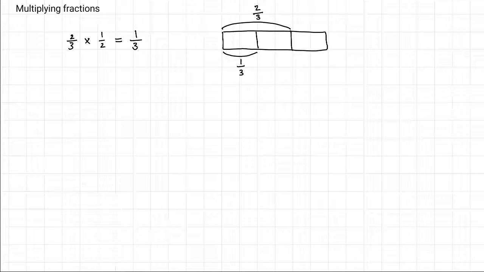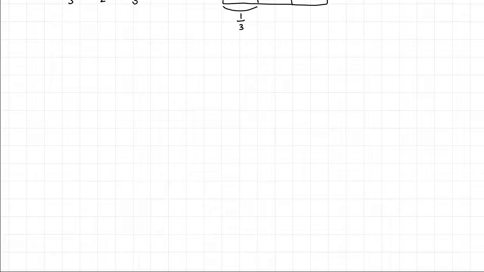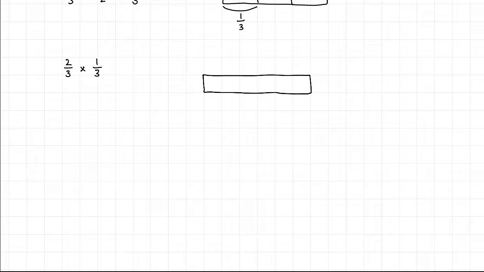And let's try another one. Let's have 2/3 and times that by 1/3. So let's draw another diagram. Okay, again I'm going to show my 2/3 first. So this is my 2/3. Okay, and I need to split this into thirds. So 2/3 and I need to make it a third as big.